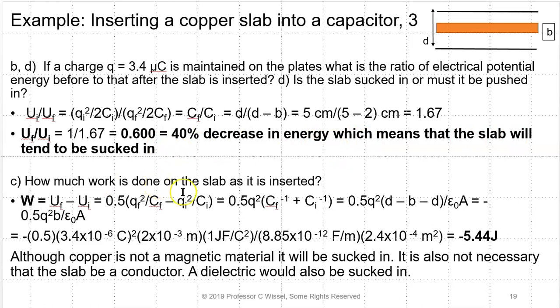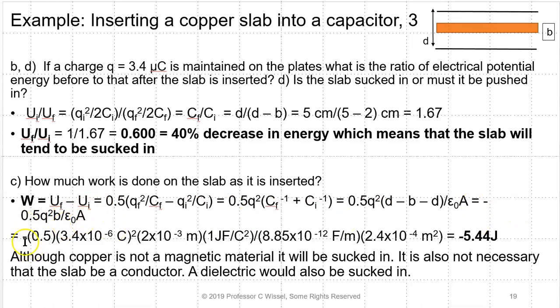How much work is done on the slab as it's inserted? W equals UF minus UI, or 0.5 times the quantity QF squared over CF minus QI squared over CI. And at this point, we can say that is 0.5 Q squared times CF to the minus 1 plus CI to the minus 1, or 0.5 Q squared times the quantity D minus B minus D, divided by epsilon naught times A. And that equals minus 0.5 Q squared times B divided by epsilon naught A.